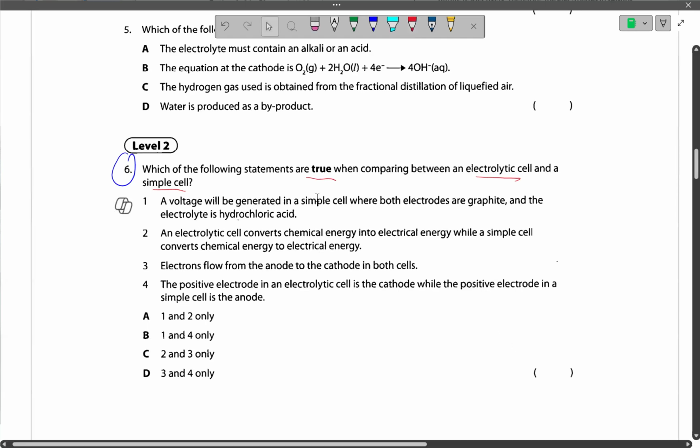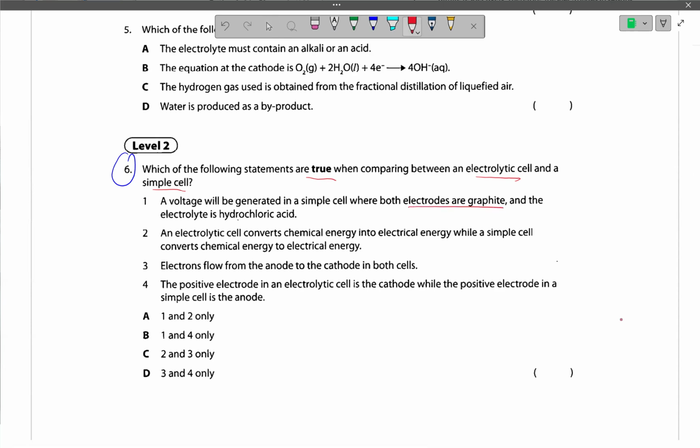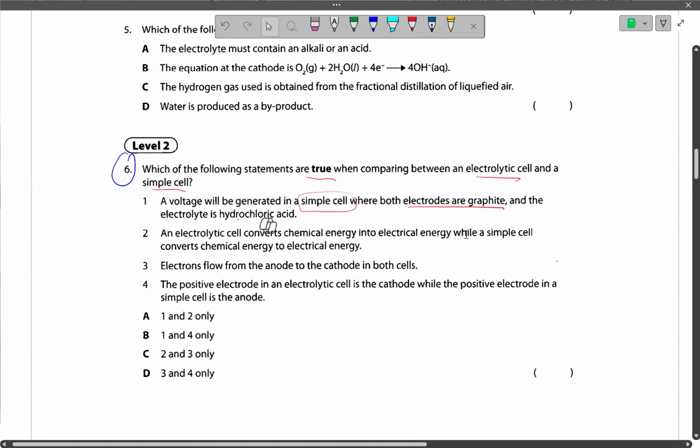A voltage will be generated in a simple cell where both electrodes are graphite and the electrolyte is hydrochloric acid. Now, when both electrodes are graphite, the simple cell will not be able to function, because a simple cell must have two metals of different reactivity. Even if one is graphite, the other must be a metal of different reactivity, so the electron can flow from the more reactive to the less reactive. In this case, it cannot work. So the first one is out.